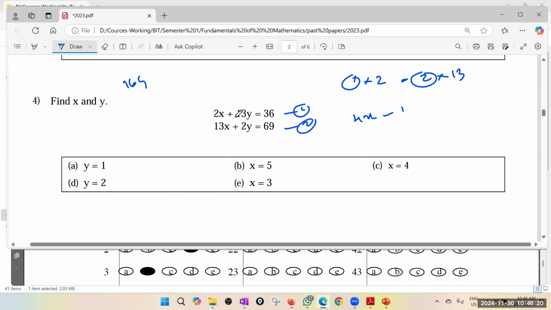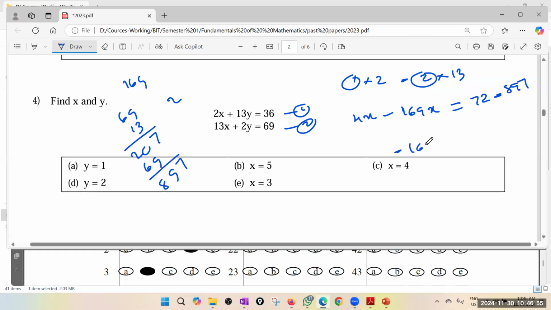So then it will be 4x minus 169x equal 36 into 2, that is 72, minus 69 into 13. 69 into 13, 27 to 20, and this is again 69, 7, 9, 897. Right? So that is minus 165x equal 897 minus 72.